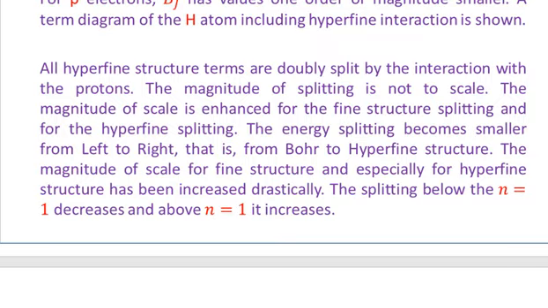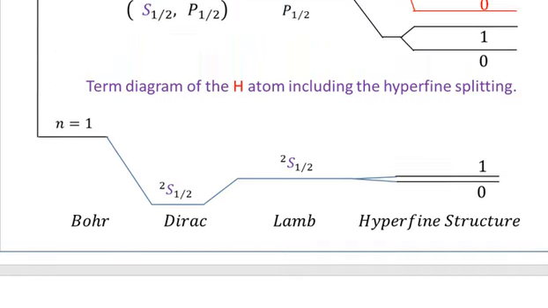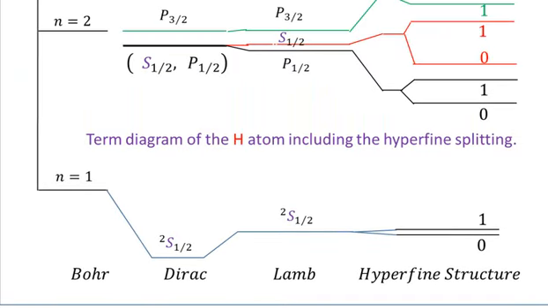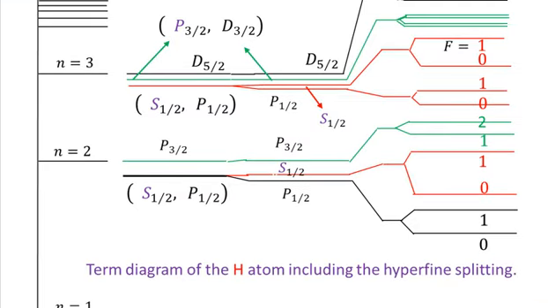So now the description of the paragraph is over. So let me now come back to this diagram. On the left hand side I have the Bohr levels, the Bohr model giving you n is equal to 1 level, a single level, n is equal to 2 is also a single level, n is equal to 3 is also a single level due to the Bohr model.